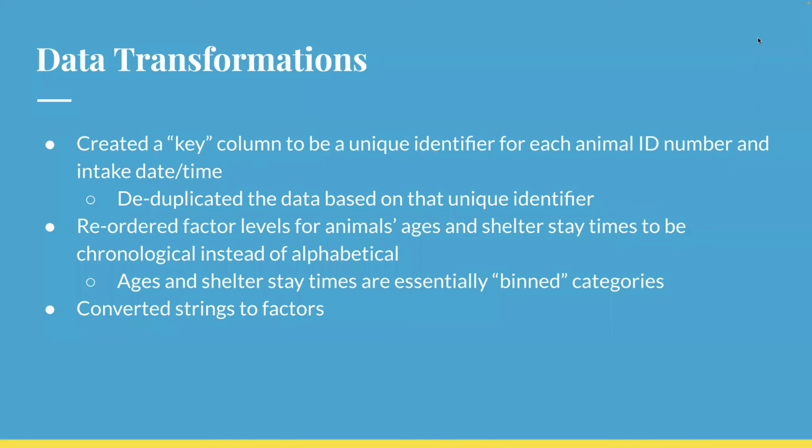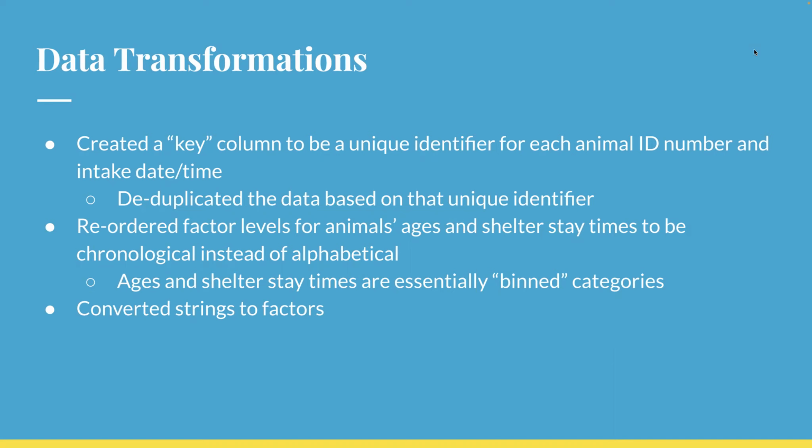I did some data transformations. First I created a quote unquote key column to be a unique identifier by combining each animal ID and their intake date and time. And then I used that to deduplicate the data, because there were quite a few duplicate rows. So that unique identifier helped with that.